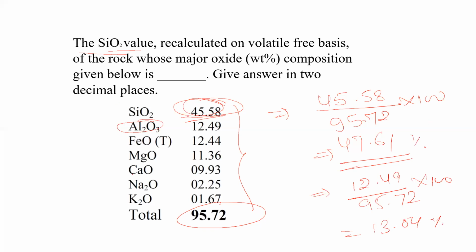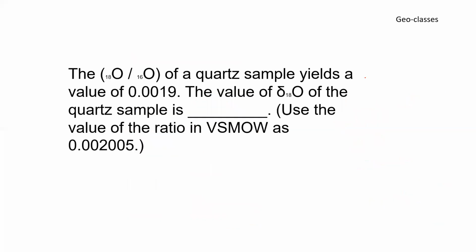You can again calculate for calcium, sodium, potassium, magnesium, FeO, MgO, CaO, Na2O, K2O. So for all these alkali components, the silicate components, the aluminum components. So let's see the next one.